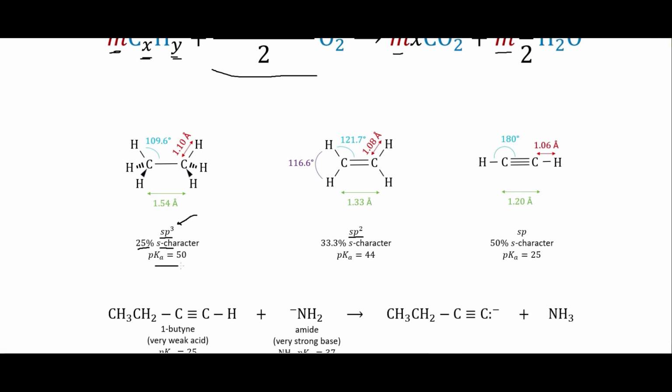And this has a pKa of 50, where we have 33.3% S character and a pKa of 44, so still a really, really weak acid, but it's still better than the alkane.